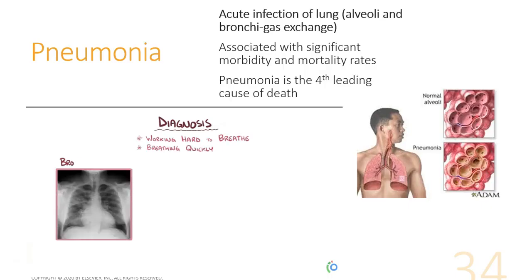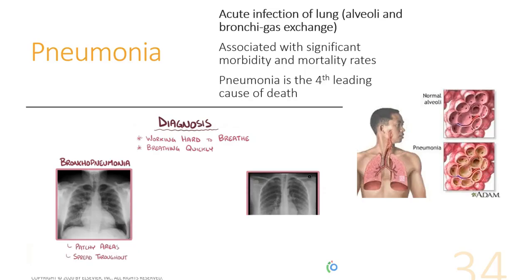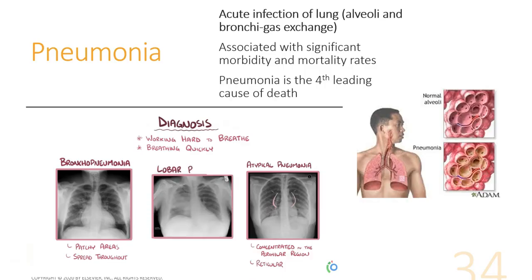A chest x-ray of bronchopneumonia typically shows patchy areas that are spread out throughout the lung. In atypical or interstitial pneumonia, the pattern is also often spread throughout the lungs, but it's often concentrated in the perihilar region and looks reticular, meaning there will be more line-shaped opacities visible in the chest X-ray. In a lobar pneumonia, fluid's localized to a single lobe or set of lobes.